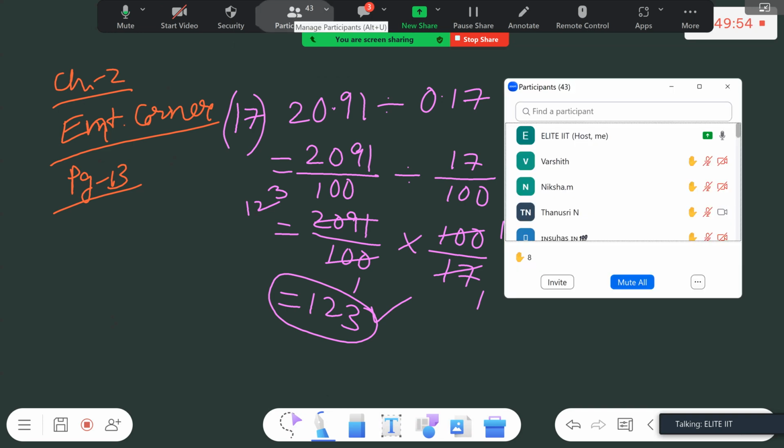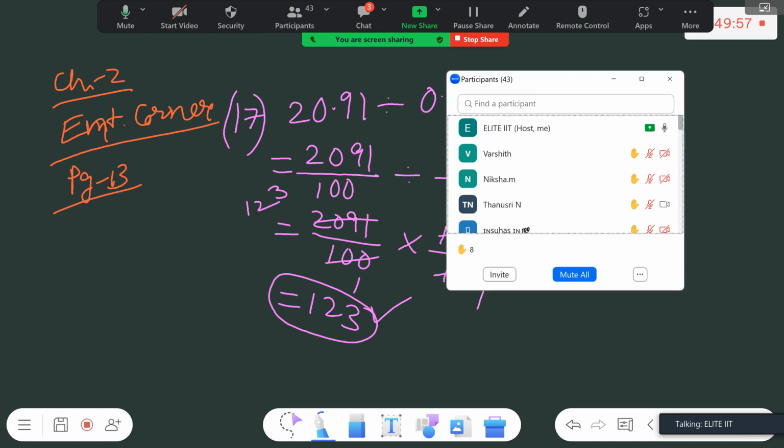Now, anybody else sitting at home has any doubt? Let's see. Yes, Madhu, you can unmute and ask me what doubt you have. Madhu, what is your doubt?